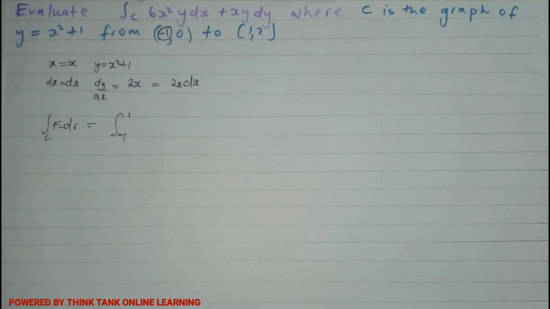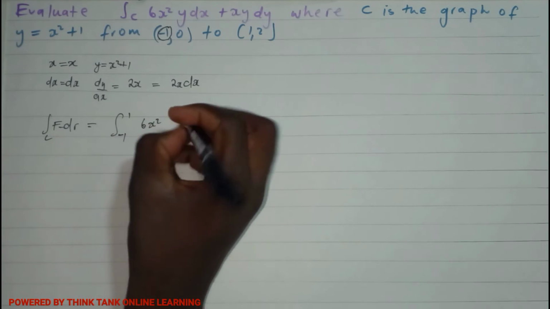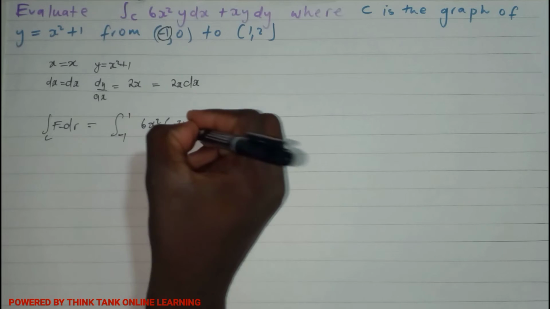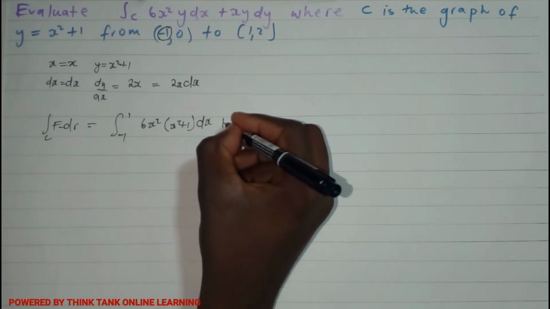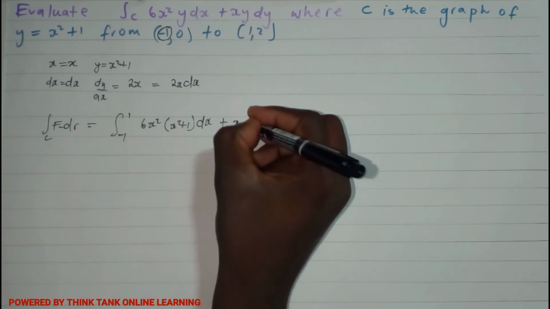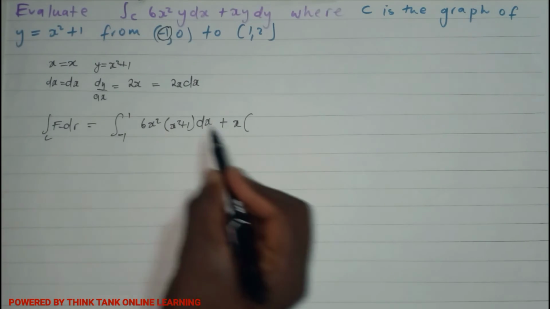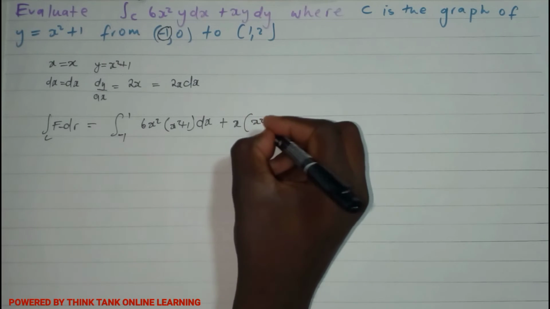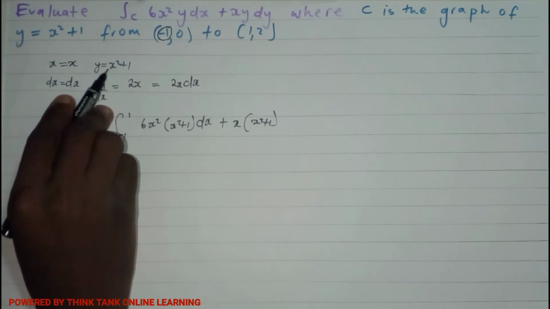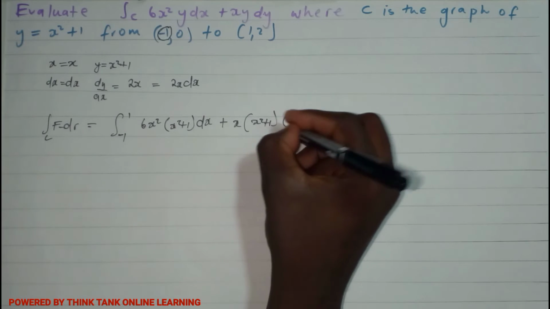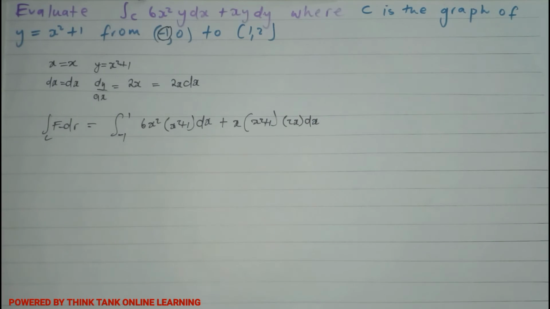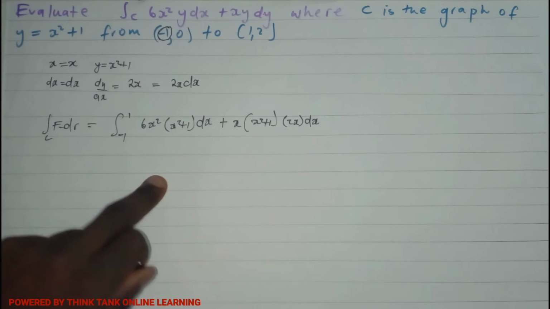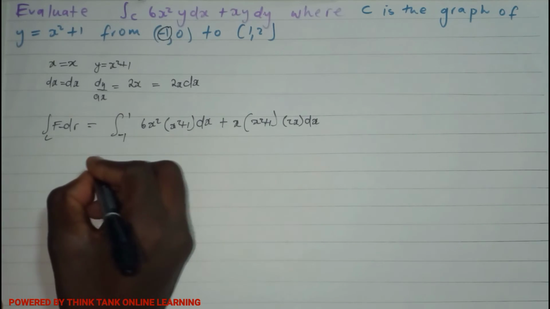For the x-component we have 6, we're going to write x squared, but for y we're going to write x squared plus 1 dx. Plus 6, but for y, we write x squared plus 1, because we're choosing x to be our parameter, and for dy we write 2x dx. This is what we want to integrate. Let's first expand.